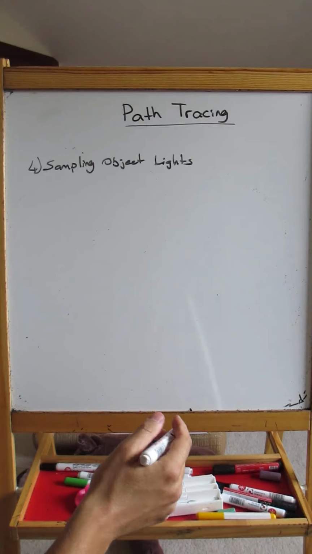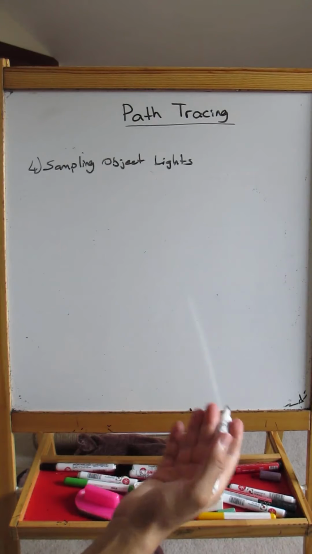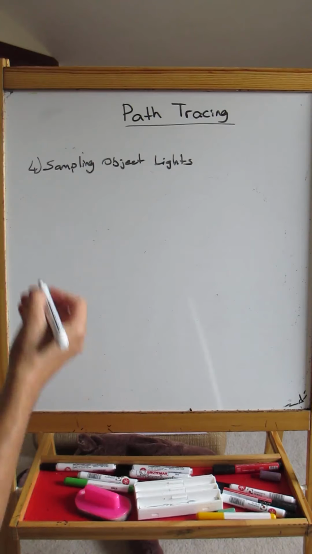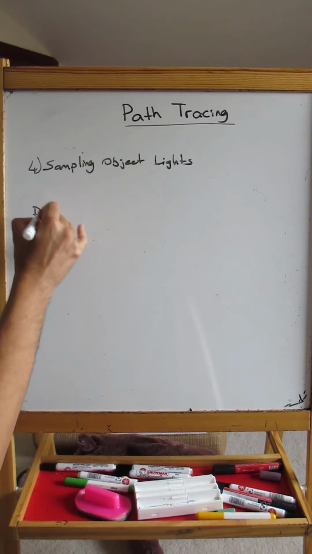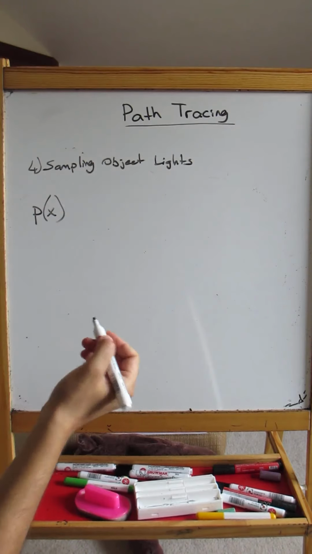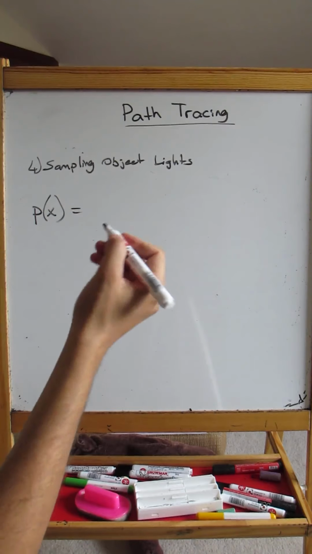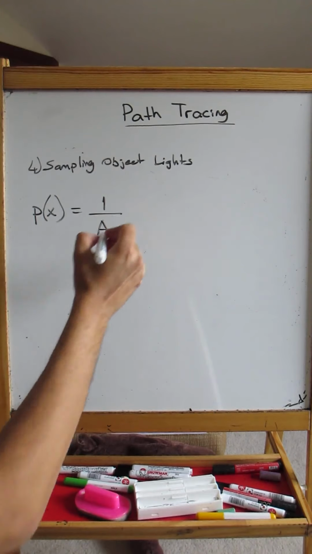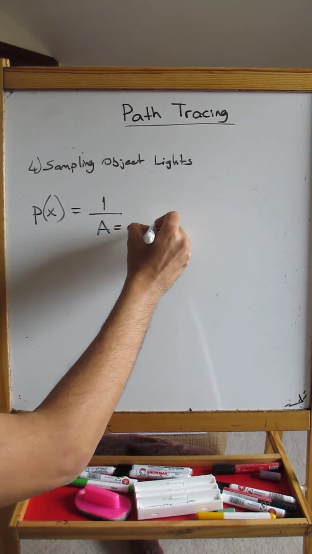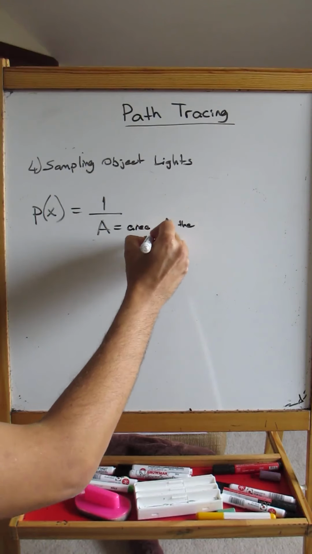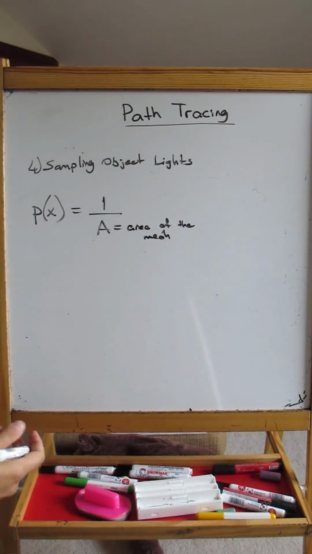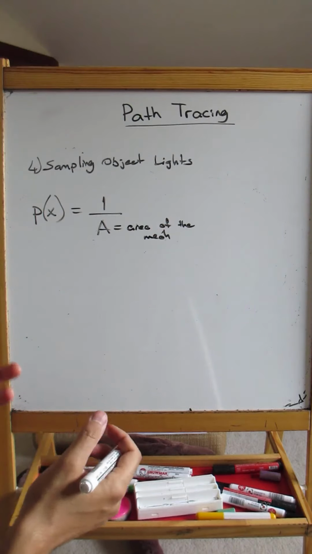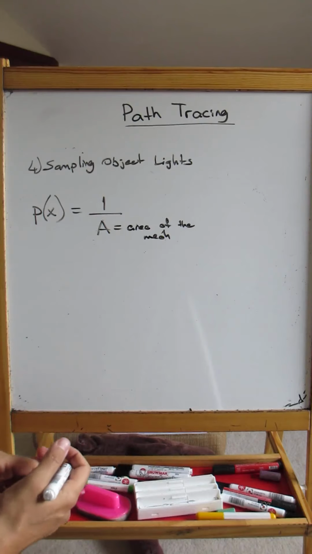We have just learned about how to sample uniformly a point on a mesh light, right? We select a triangle and then we select a point on the triangle. So the probability of selecting this point x on the mesh is equal to 1 over A. A is the area of the mesh. So the probability of selecting this point is 1 over A, uniform, and A is the total area of the mesh, the sum of all the triangles.